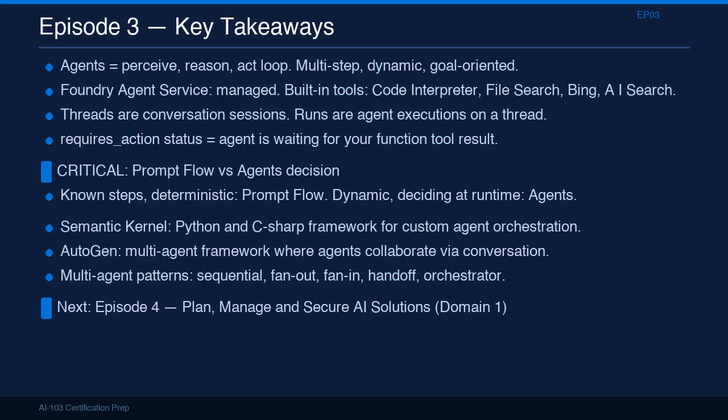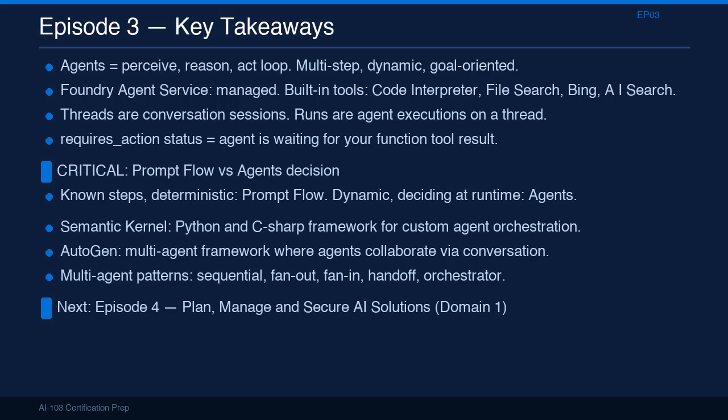Let us lock in Episode 3. Agents are AI systems that pursue goals through a perceive, reason, act loop. Unlike single chat completions, agents can execute multiple steps, call multiple tools, and adapt their approach based on what they learn. The Foundry Agent Service provides the managed infrastructure. Remember the 4 built-in tools: Code Interpreter, File Search, Bing Grounding, and Azure AI Search. Threads hold conversation history. Runs are executions. Run steps track every action the agent took.